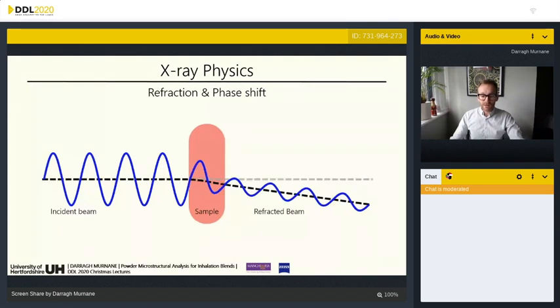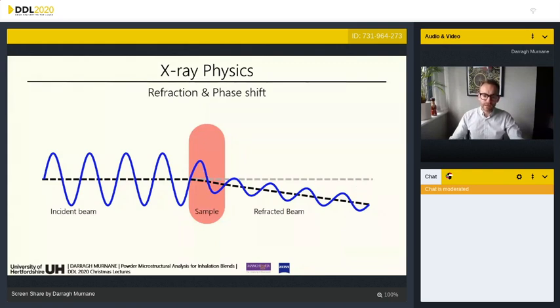So as the X-ray beam passes through, not only is it attenuated in its amplitude, but we also see a change in the phase angle. So that's this alpha here. So are we able to pick out any of these differences based on both the refraction angles of the X-ray beam, as well as the attenuation, to try and pick out subtle differences in the material properties?